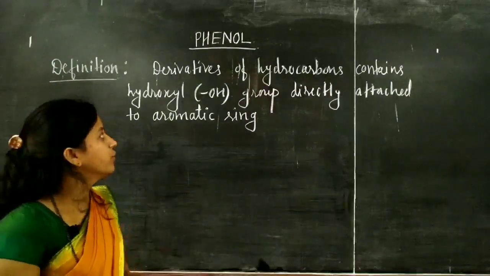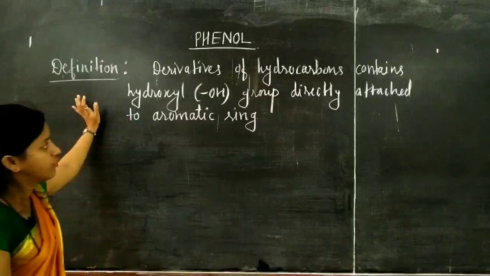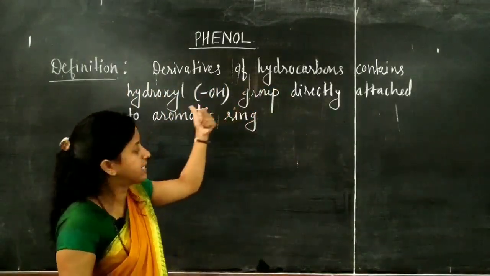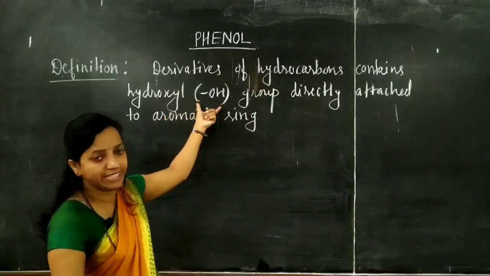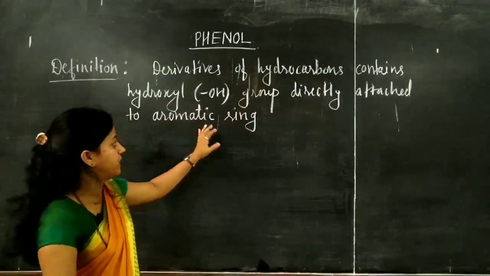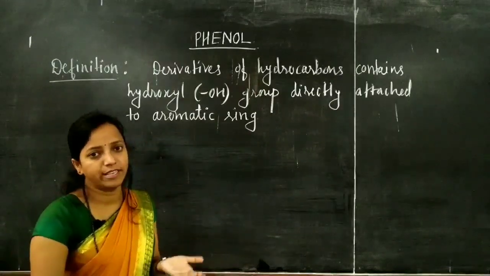Hello students, today we are going to see about the phenols. The definition of phenol is a derivative of hydrocarbons that contains a hydroxyl group, that is nothing but an OH group, directly attached to an aromatic ring. Means when it is attached directly to a benzene ring, then it is called a phenol.